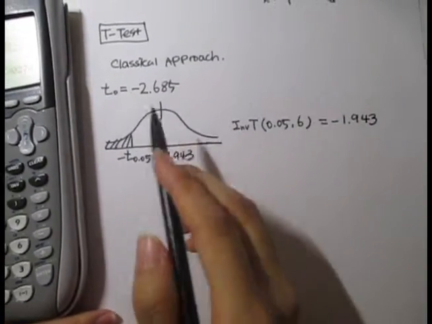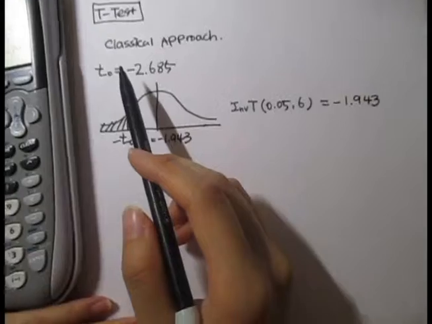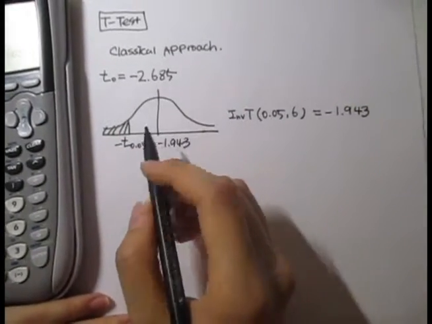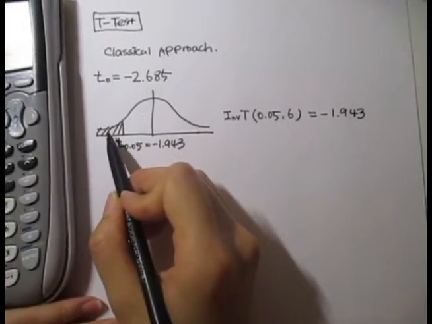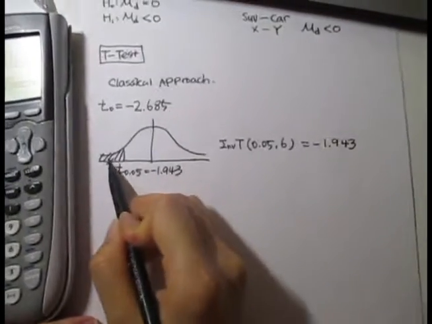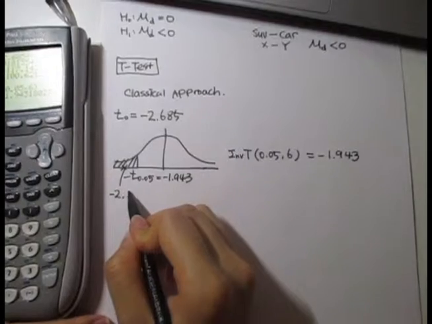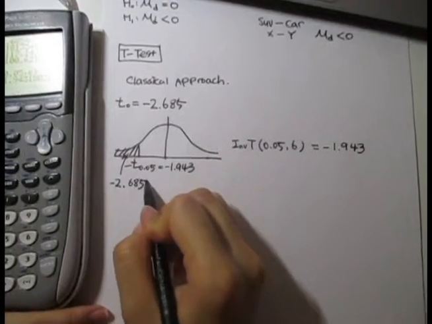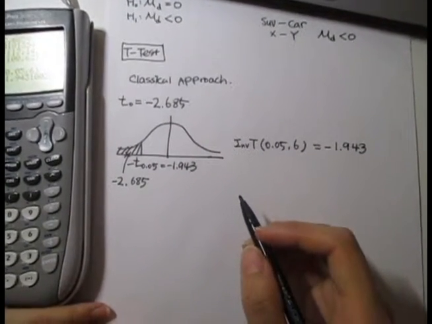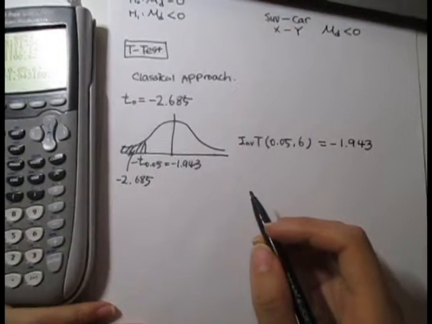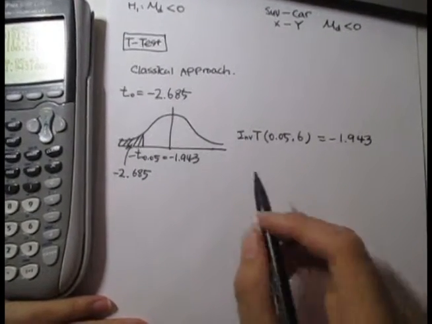As we got the test statistic, our test statistic is in here, minus 2.685. Because the test statistic lies in the rejection area, we reject the null hypothesis.